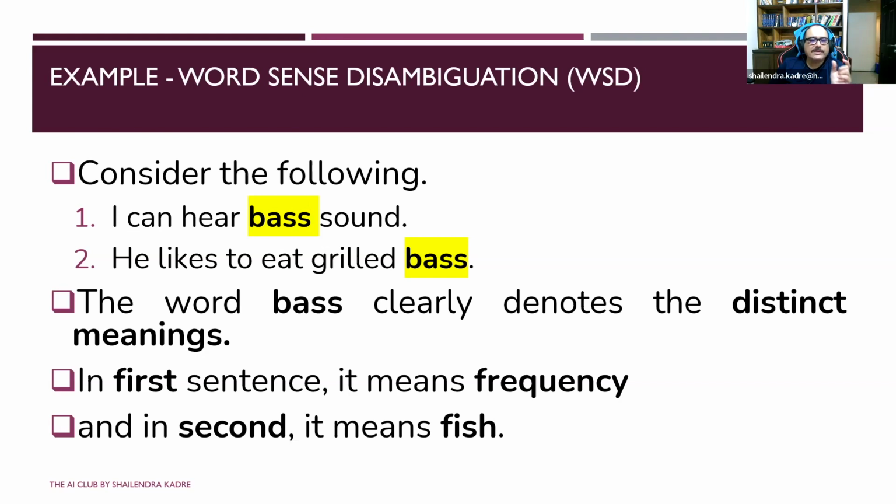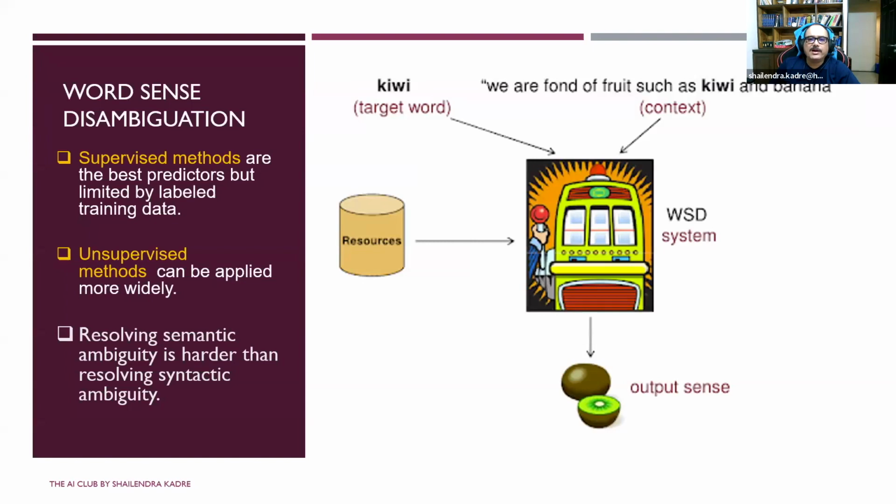Like I can hear bass sound. So bass here is a frequency of sound. He likes to eat grilled bass. So here bass is a fish. The same word, the context is different, so the meaning is also different. Now, how does word sense disambiguation work automatically? Suppose you want to make an automatic engine, a software tool which gives you the meaning of a word in a particular context.